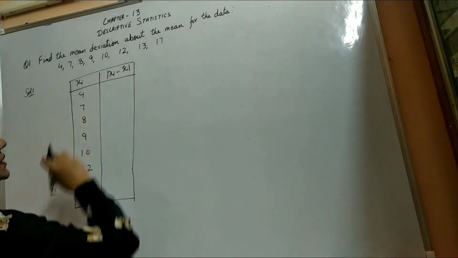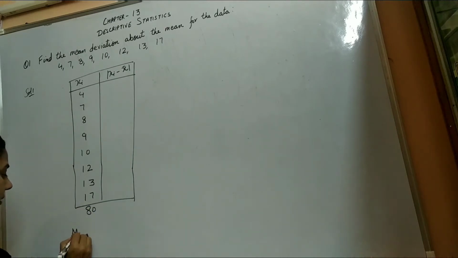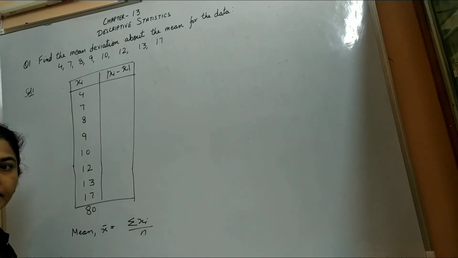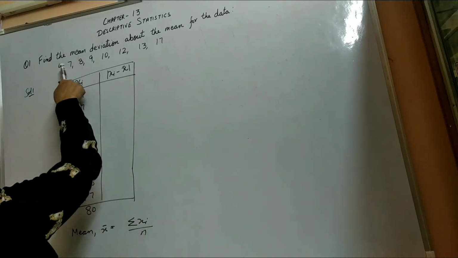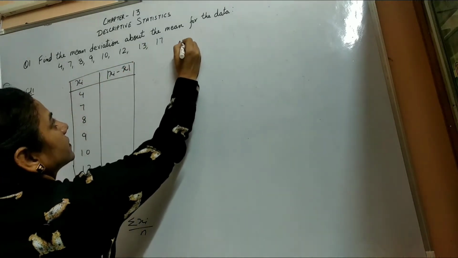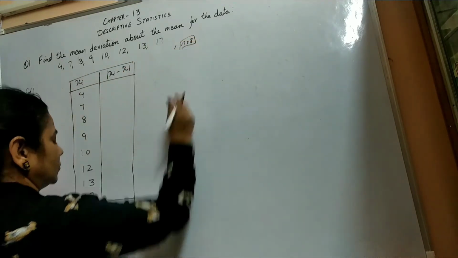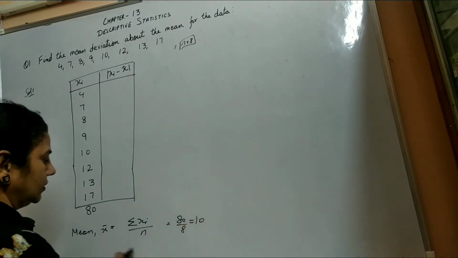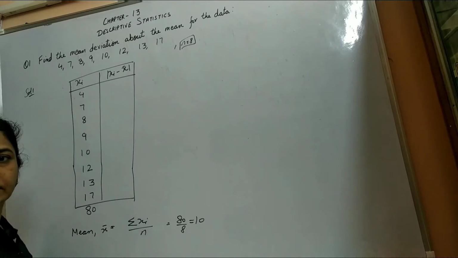Now xi minus x bar. To calculate mean, x bar is equal to sigma xi upon n. n is the number of observations. It is 1, 2, 3, 4, 5, 6, 7, 8. Here n is 8. So you will say 80 upon 8, which is equal to 10. So mean of this data is 10.